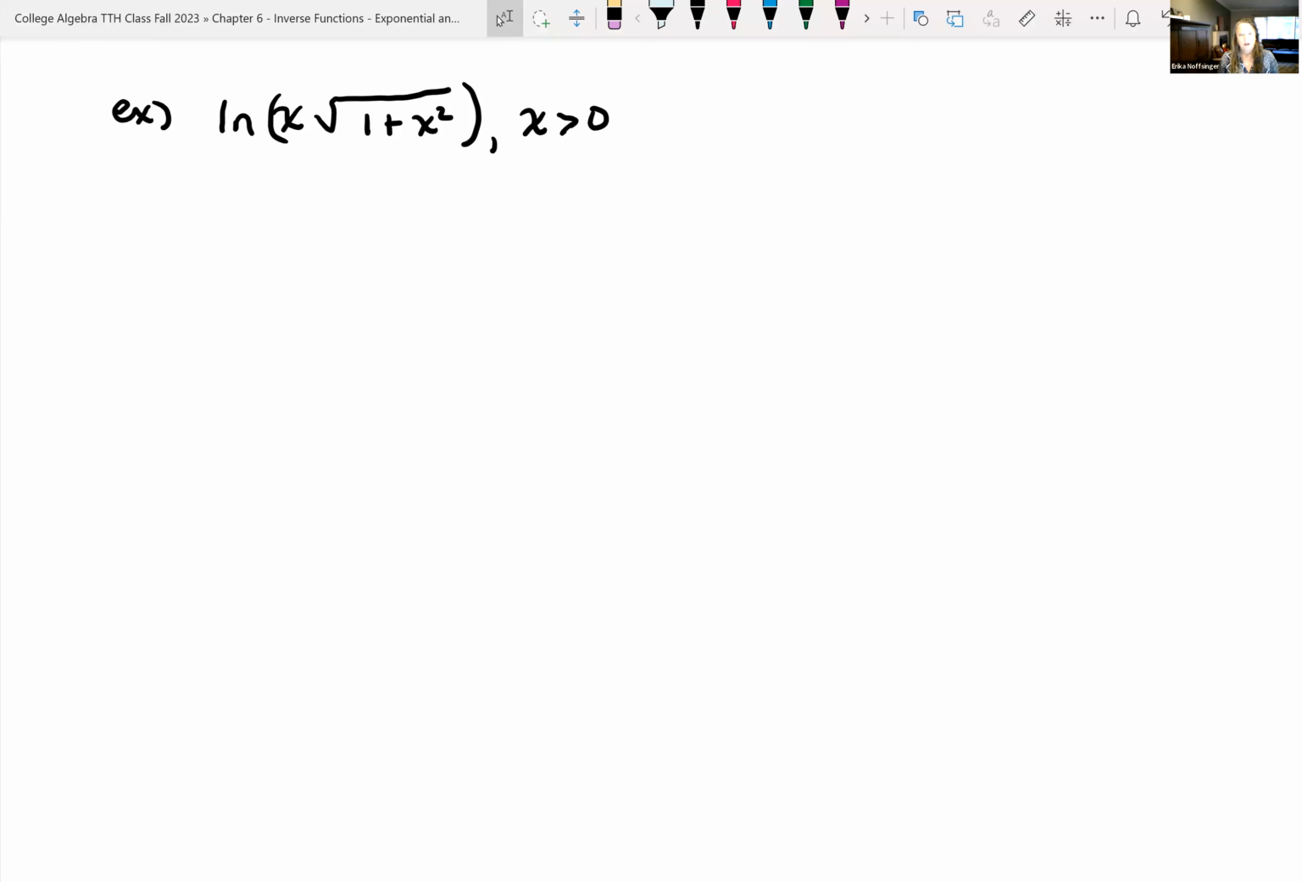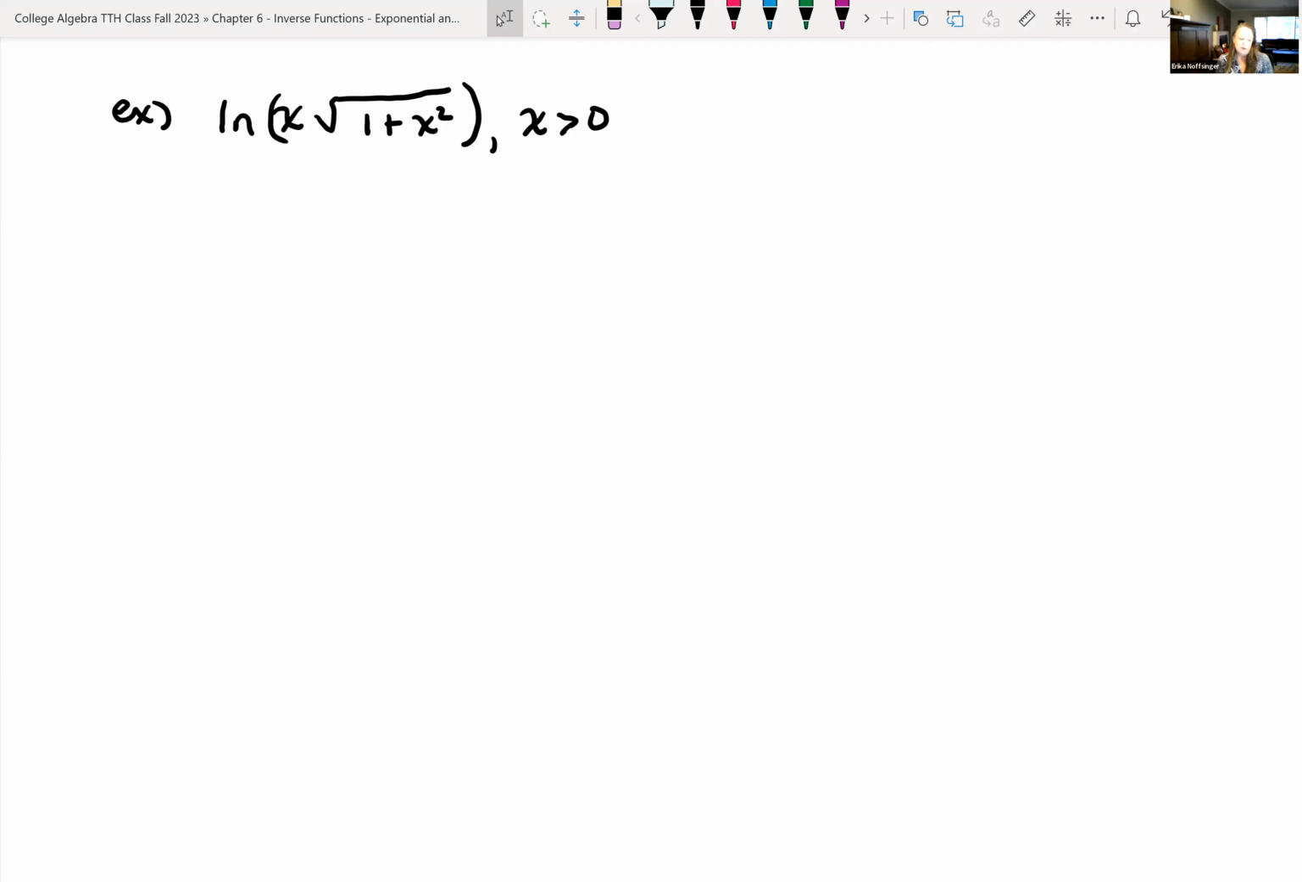Okay, so we have an example in front of us. We have the natural log of the argument, which is x times the square root. Underneath the square root, our radicand is 1 plus x squared. We're given the stipulation that x has to be greater than 0. So that makes sense in the fact that we were looking at the domains of logarithms before, and we knew that we could only take the logarithm of a positive value. And so in that case, x would have to be greater than 0. If it was negative, we would have a natural log of a negative number.